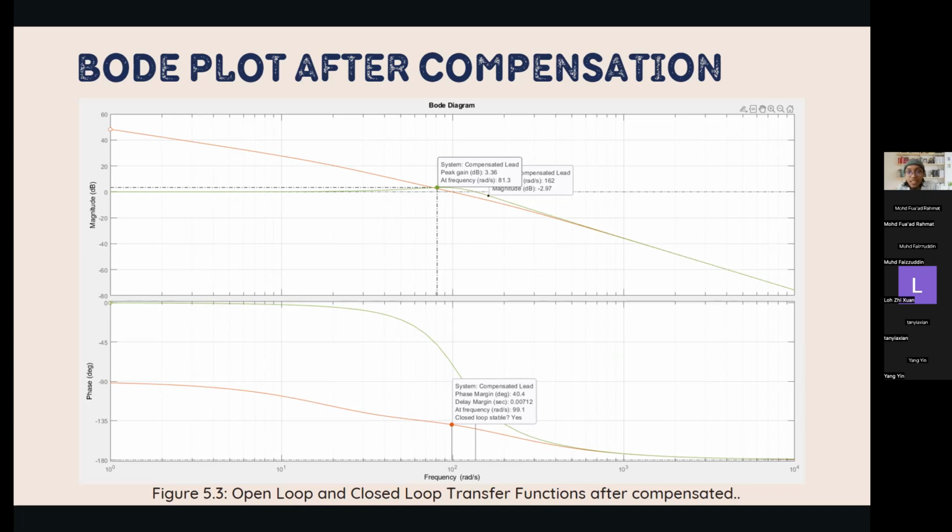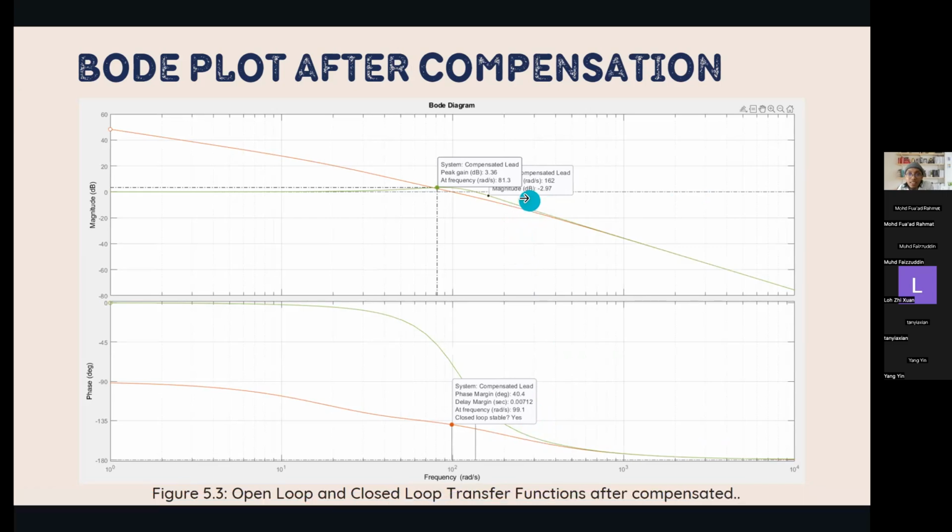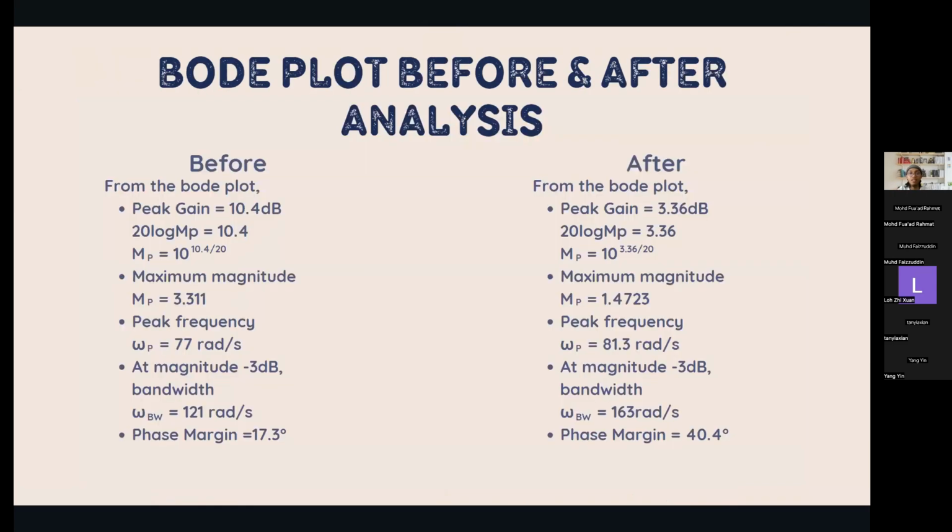Okay. And the radian per second is 99.1. And the peak gain of the closed loop Bode plot is 3.36. So after applying the lag compensator, we get the magnitude, the peak gain is 1.4723, and the peak frequency is 81.3 radian per second.